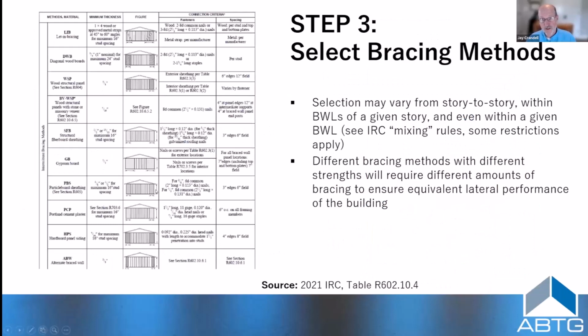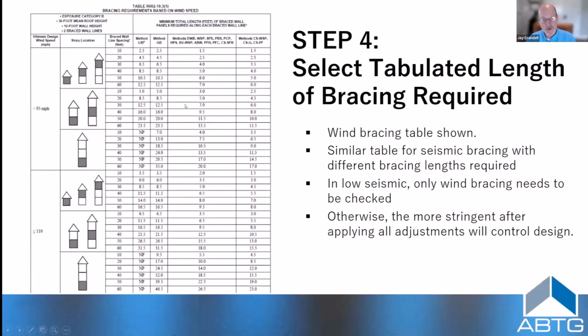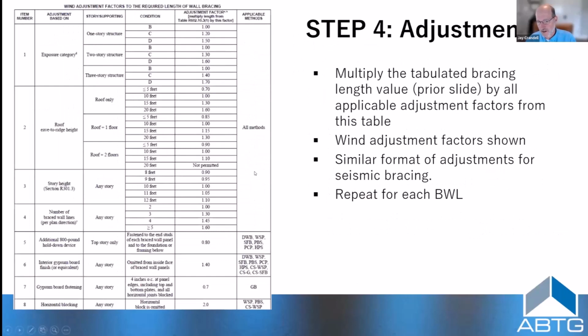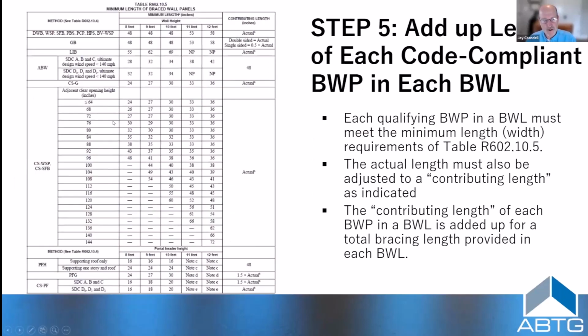So you select your bracing method, as I talked about. You select your tabulated bracing amount, as I talked about. You then pick all the applicable adjustment factors out of this table, as I talked about. Same thing if you have to do it for seismic. Then you check all your brace panels and add up the contributing length based on the direction that's given in this table and the width of your individual panels. And then every qualifying panel that has a contributing length, you add those lengths up.